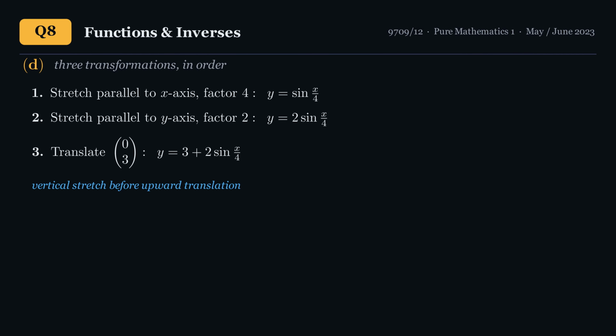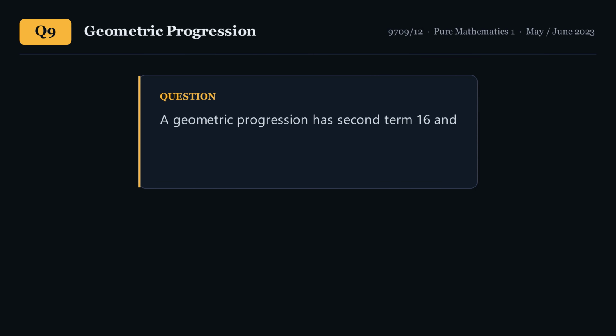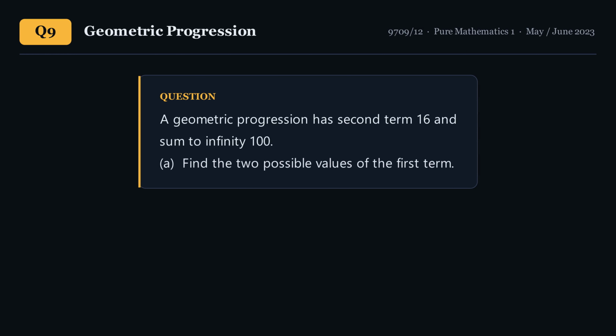Stretch vertically before you translate upward. Question 8 complete. Question 9. Geometric progression. Pure Mathematics 1, May-June 2023. A geometric progression has second term 16 and sum to infinity 100. Part A. Find the 2 possible values of the first term.